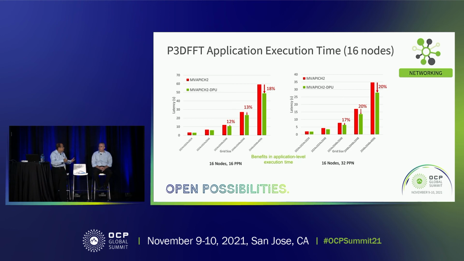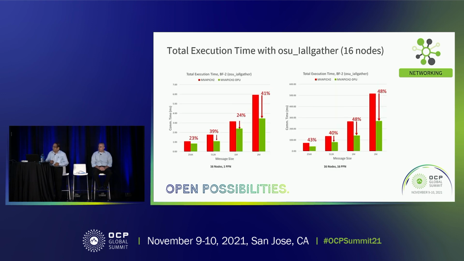Okay. And now, if I put all these things together, the hardware and the software, now you see in the P3DFFT, this is 16 nodes, so 512 process runs, 256 process run, the overall application execution time. In this case, we are getting like 18%, 20% benefits. Okay, so it's the same hardware. If you can enhance with the DPU, additional ARM cores, and the software, you get this kind of benefits.